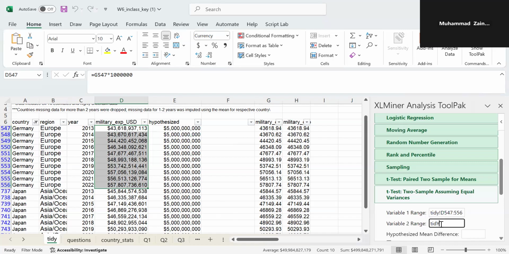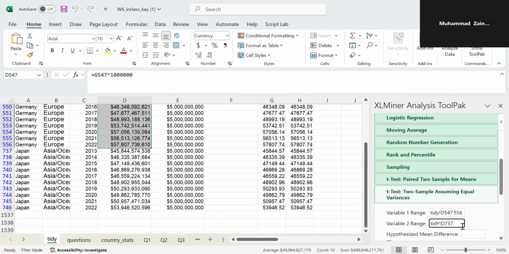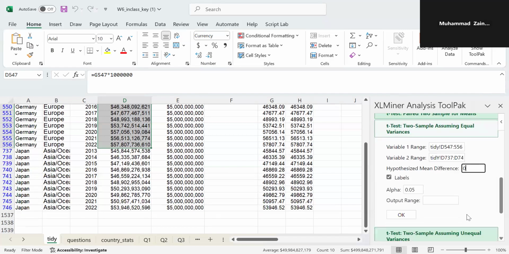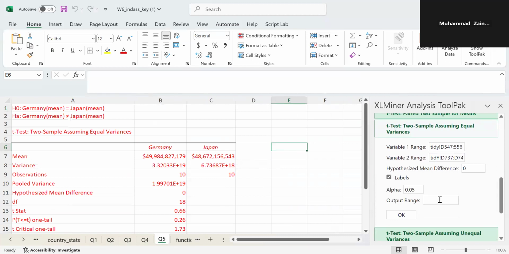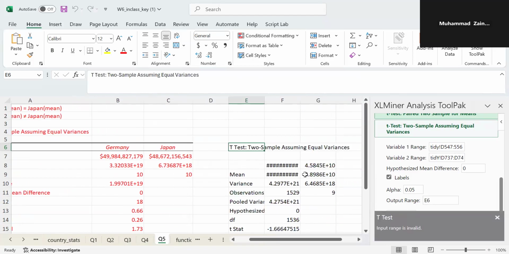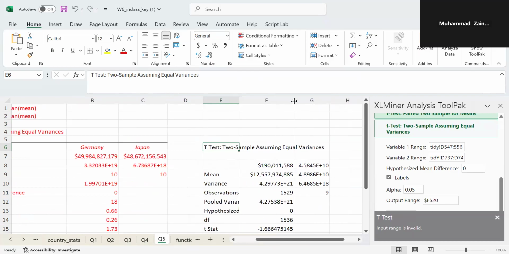And then for Japan, we are going to have D737 till D746. Yes, right. Hypothesized mean difference is zero, and then output range, we started and then question number five. So we want the data to be displayed in E6. Voila. Yes. That's interesting. Oh, sorry, D556.